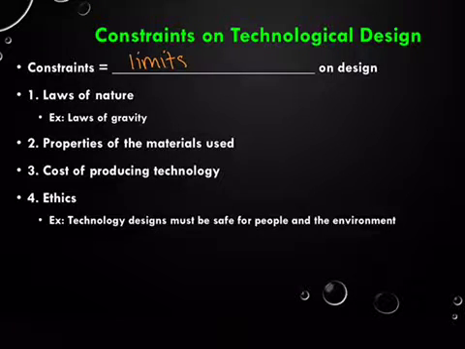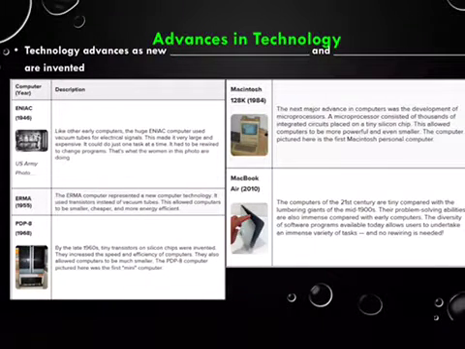First, the laws of nature, such as laws of gravity. You are not going to design something that disobeys the law of gravity. Properties of the materials being used. If you need to use a metal, but you need it to be a flexible metal, that would be a constraint. Cost is a constraint, and then ethics, like we talked about a little bit ago. So technology designs must be safe for people as well as the environment.